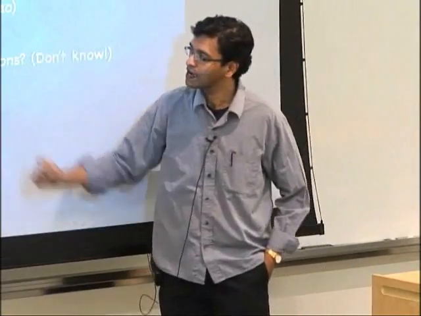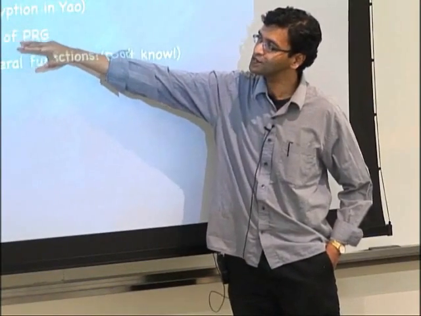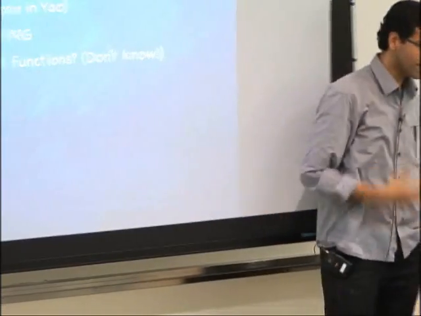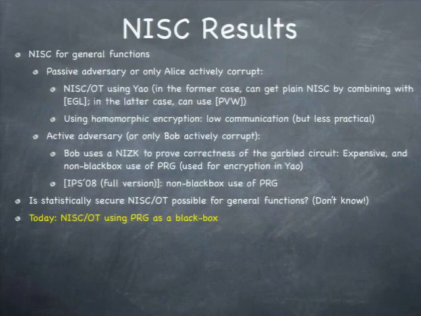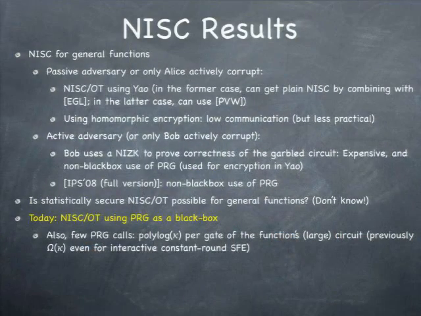Okay. Yeah. So before I switch to the question of black box use of PRG, this is another question you should ask. Maybe all this use of PRG is superfluous. It could very well be. At this point, we don't know. It'll be good to show an impossibility also there. What we will do today is to get this non-interactive secure computation on top of OT using a pseudorandom generator as a black box. Okay.